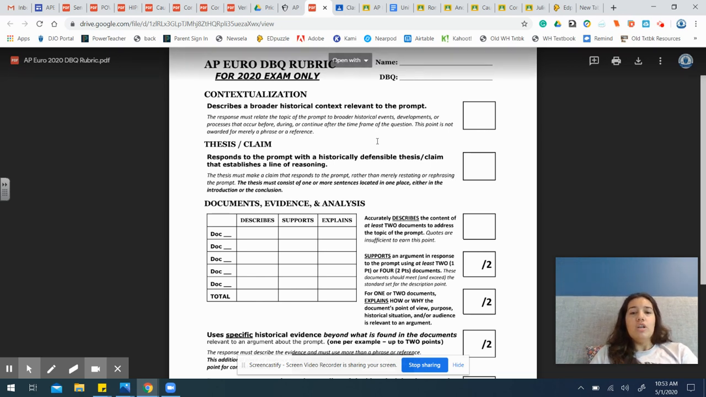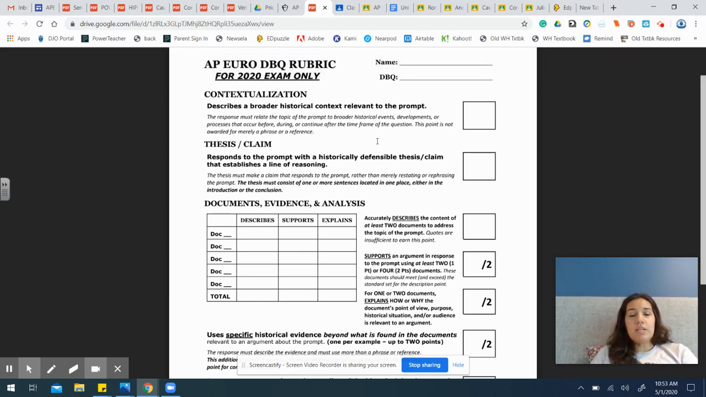The easiest place to start contextualization is in your introductory paragraph. That's not the only time you're going to mention it. You will also link back to it in your body paragraphs. But if you start off with contextualization in your introductory paragraph, you'll naturally continue on that throughout your paper. If you try to shove it in somewhere else, it'll seem more like a phrase or an afterthought, and you won't get the point there.